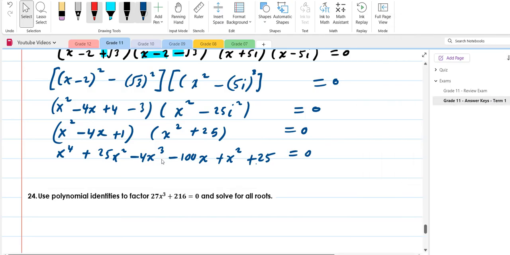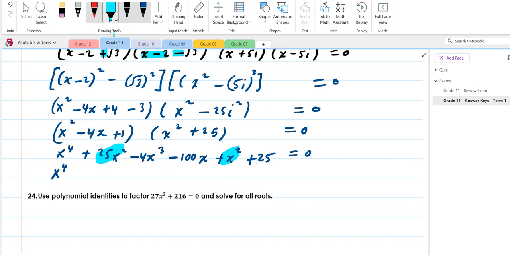Now simplifying this equation, we got x to the power 4. Remember, we have like terms, so like terms are x squared and x squared. Those are the only like terms. So solving this, we'll get x to the power 4, then the next one is minus 4x cubed, x to the power 4 minus 4x cubed plus 26x squared minus 100x plus 25. So that's the answer we're looking for.